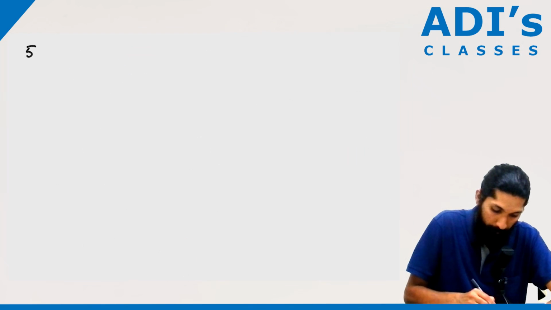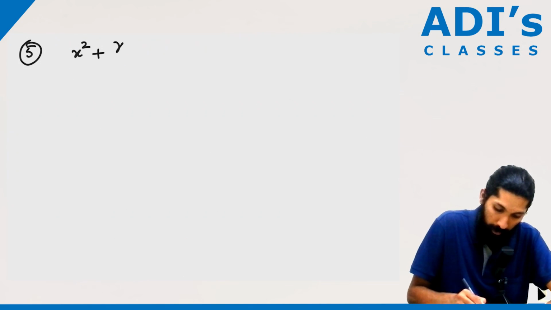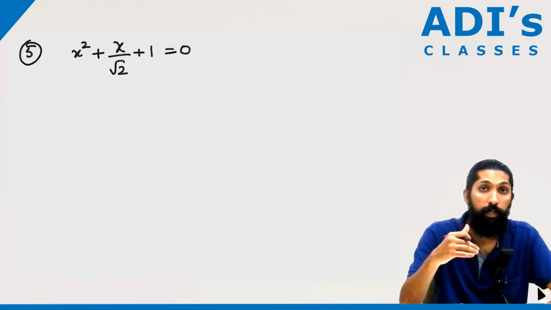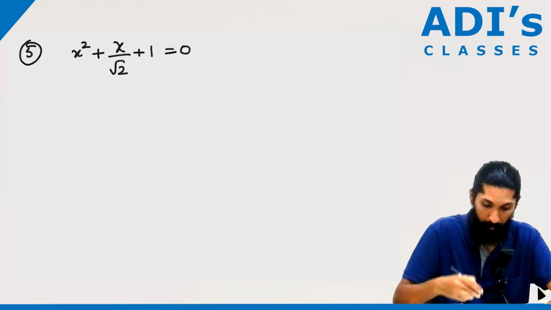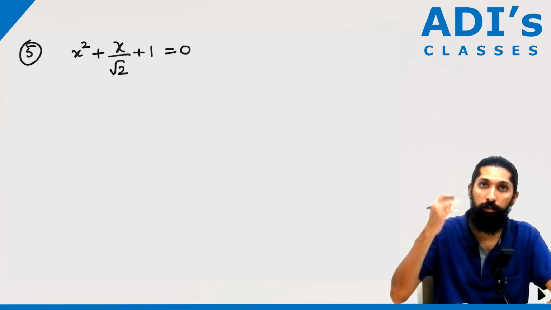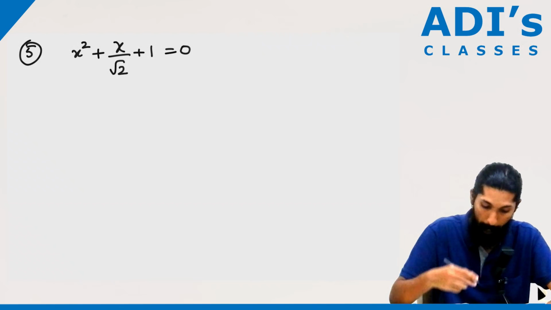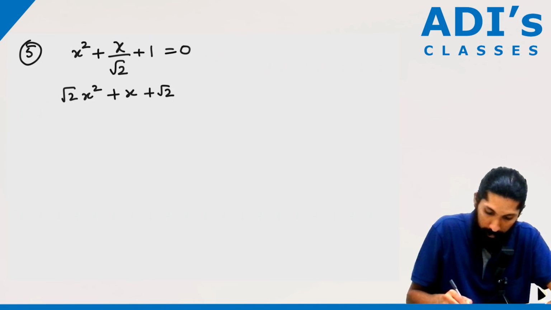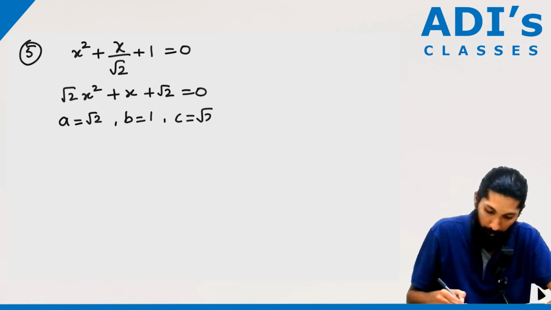See the fifth one? X square plus x by root 2 plus 1 is equal to 0. In this one, I'll show you the method where we take the LCM and solve. Multiply the whole equation by root 2, both LHS and RHS. It's as good as saying taking the LCM and transposing. So we'll get root 2 x square plus x plus root 2 is equal to 0. So a value is root 2, b value is 1, c value is root 2.